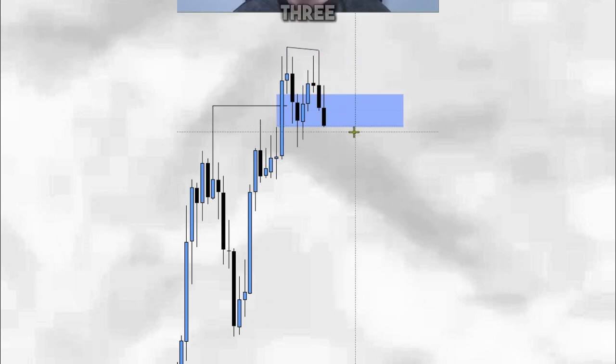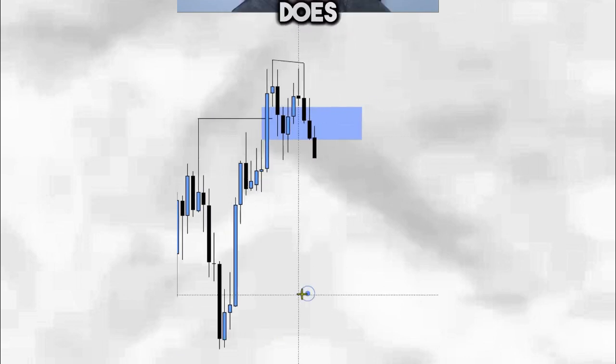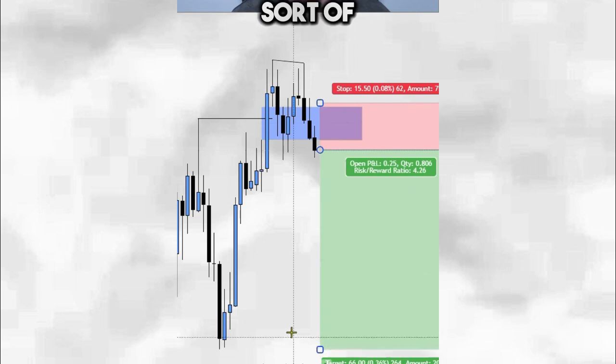So with all those three confluences and this bullish fair value gap that is currently being respected, what we can do is wait for the bullish fair value gap to be disrespected. What this then does is turn this bullish fair value gap into an inversion fair value gap. We can now expect price action to come and take some sort of sell side liquidity.